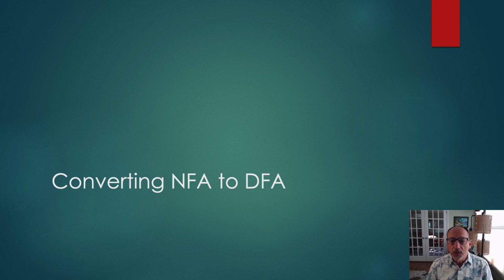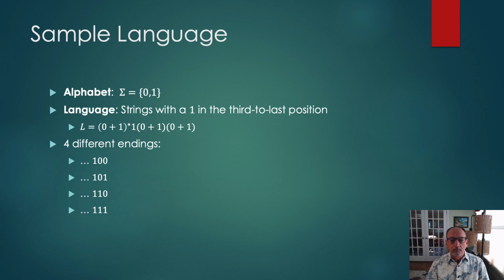So we're going to use an example from the previous section 2.1 of a language, and we will see an NFA for it and then convert it to a DFA. The language we're going to use is the set of strings consisting of zeros and ones with a one in the third to last position. Here's a regular expression for that. And what that means is that any string in that language will have one of these endings of 3 characters.